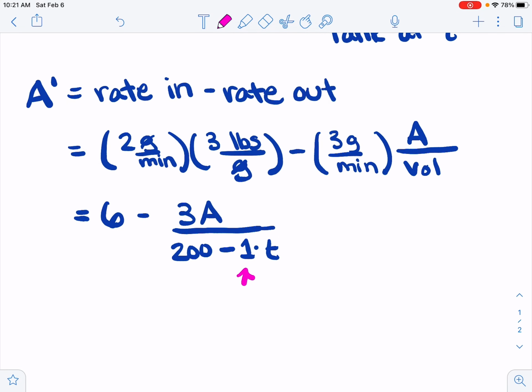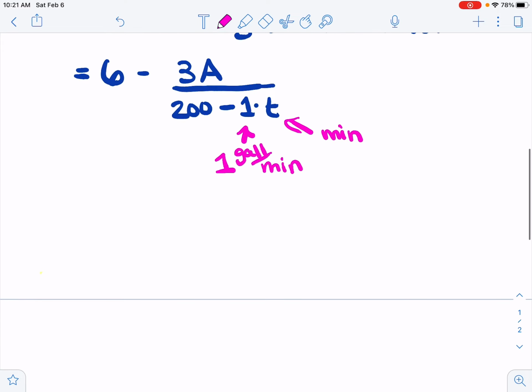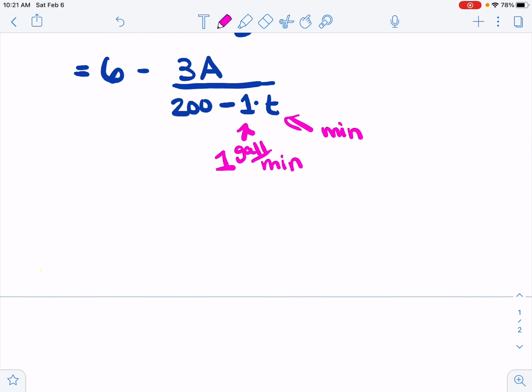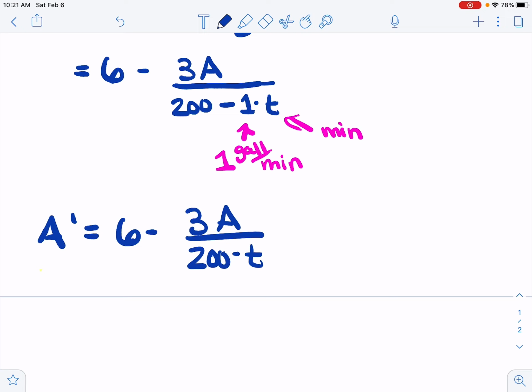We could make that very explicit. That's 1 gallon per minute, and that's the number of minutes. So we multiply that together. That's how much volume we're losing off of that 200. And so we end up with our differential equation, A prime equals 6 minus 3A over 200 minus t.